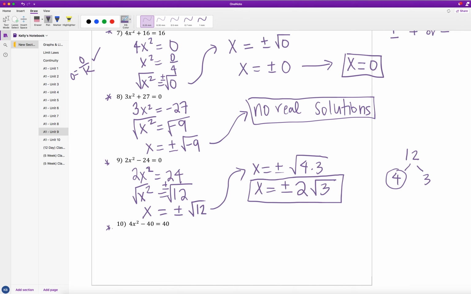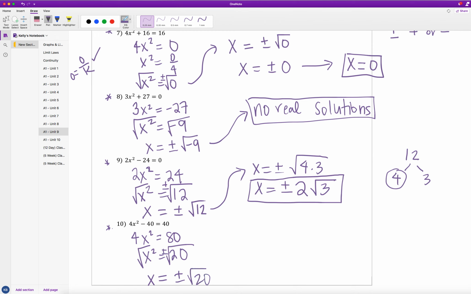Now I know I said to pause the video already to try example 10, but if you haven't, or if you maybe didn't simplify your answer all the way in example 10, why don't you pause the video and finish that off. To check example 10, I'm going to guess that you guys added 40 to both sides first. So we get 4x squared equals 80. Dividing through by 4, we get x squared equals 20. If we square root both sides, we can get x by itself, and we end up with x equals plus or minus the square root of 20.